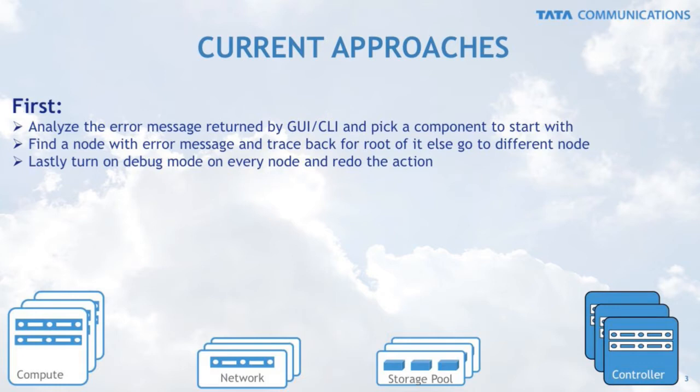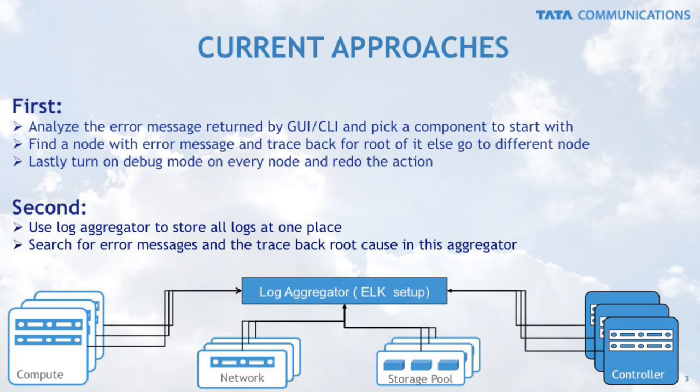So to at least avoid the problem of going to each and every node, you would have done a log aggregator setup, where you'll have an ELK, Elasticsearch, Logstash, and Kibana kind of setup, where the logs from each of these nodes are pulled together in one area, and you would have looked at using a UI to find out whatever log entries you want, right?